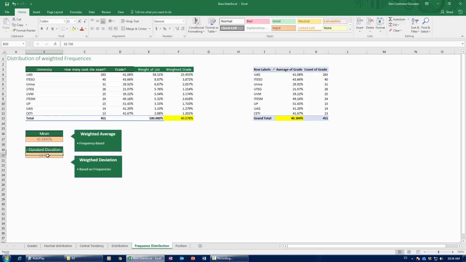40.384%. All right, guys. So, well, that's it. We have the mean and we have the standard deviation. Standard deviation should be percentage based. There we go. All right, guys.